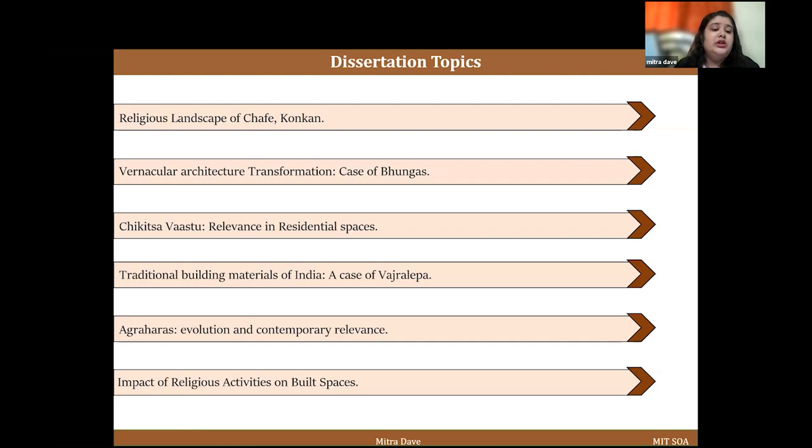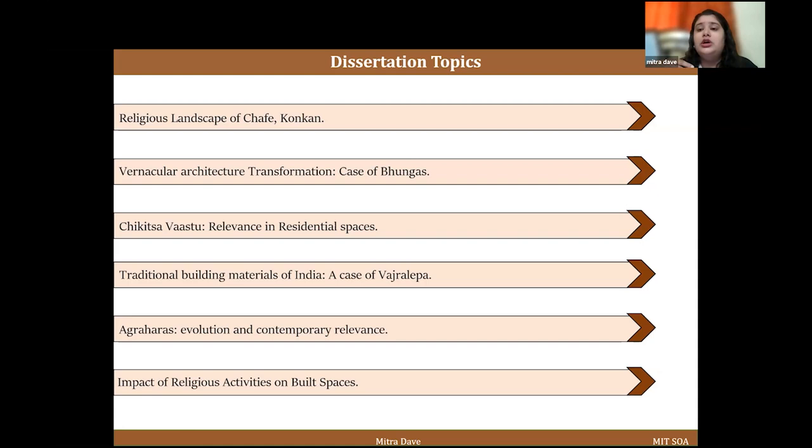Next is Agrahara's evolution and contemporary relevance. So this is done by Sajanya Shivram, where she has documented the Agraharas as well as what is the impact of these Agraharas on the community, how these special arrangements of different traditional spaces brought community cohesion in those times, and how can we bring this community cohesion in today's lifestyle if we take the same spatial arrangements that were done traditionally. So that is what she has done.